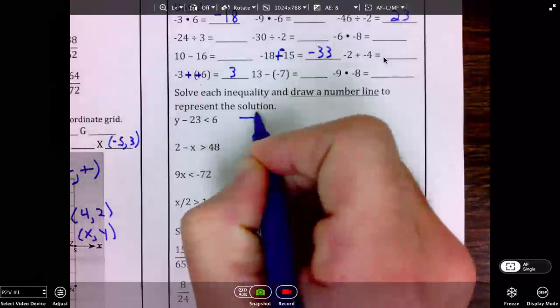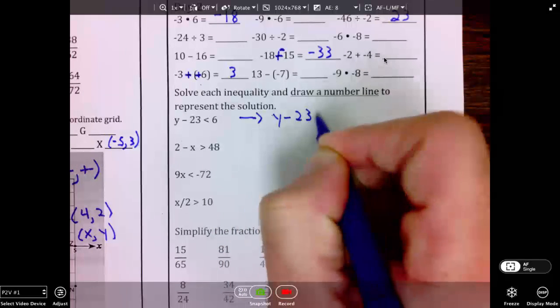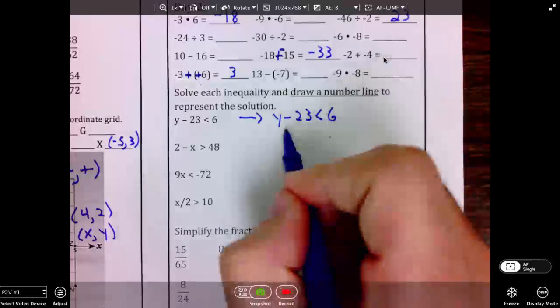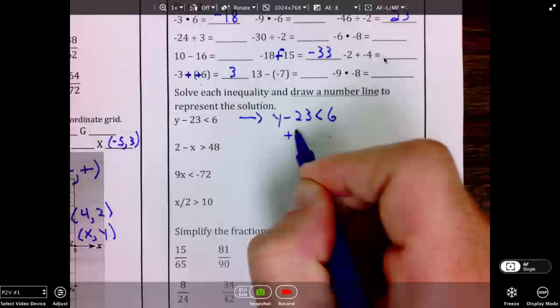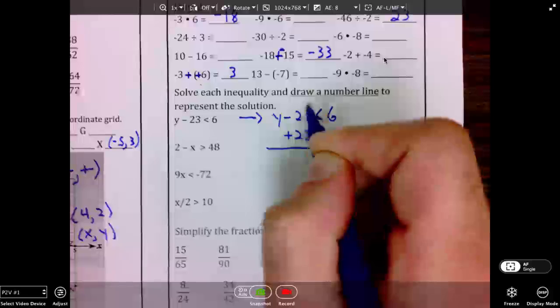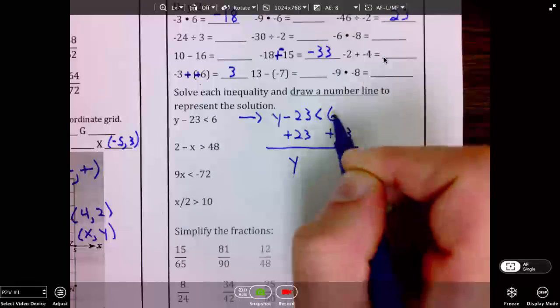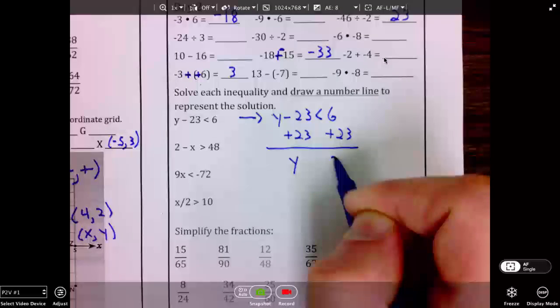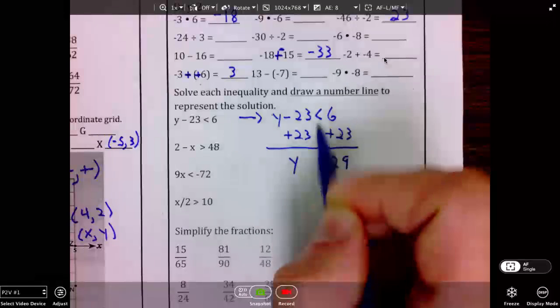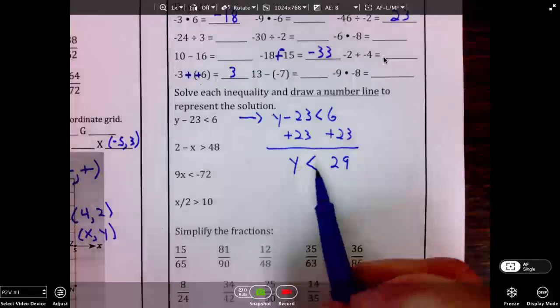I'm going to come over here so we have a little more room. Y minus 23 is less than 6. Adding 23 to both sides cancels my subtract 23 and leaves y. 6 plus 23 is 29. The inequality we simply preserve, leave it facing the same direction. So we have y is less than 29.